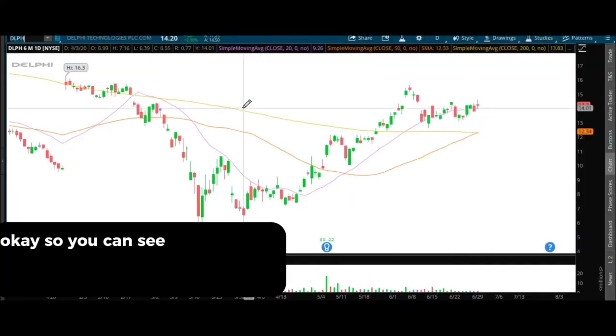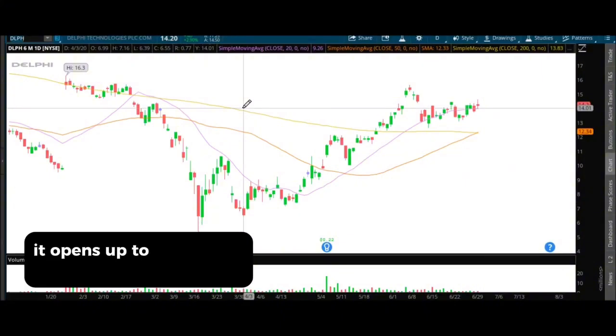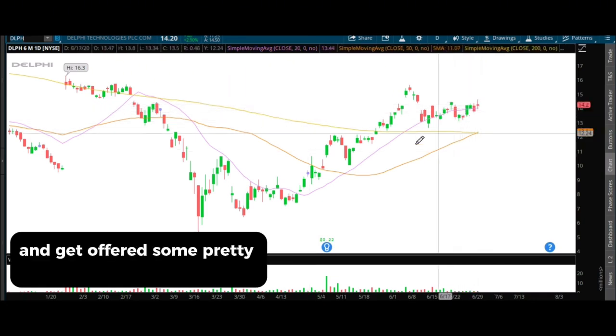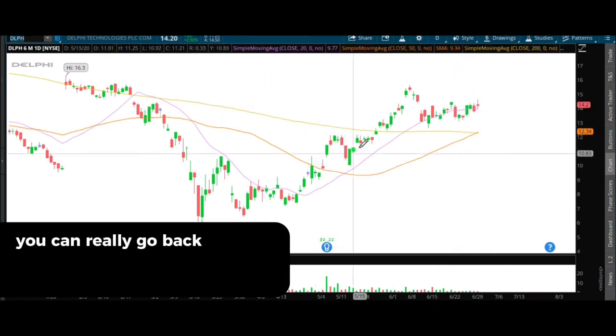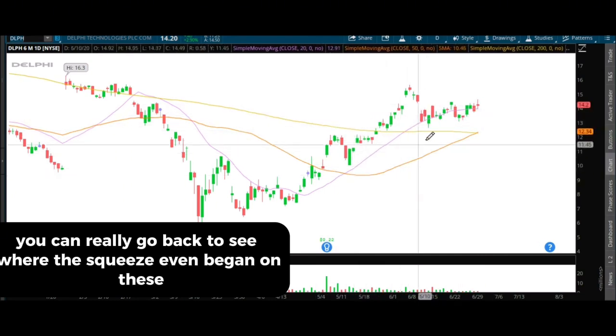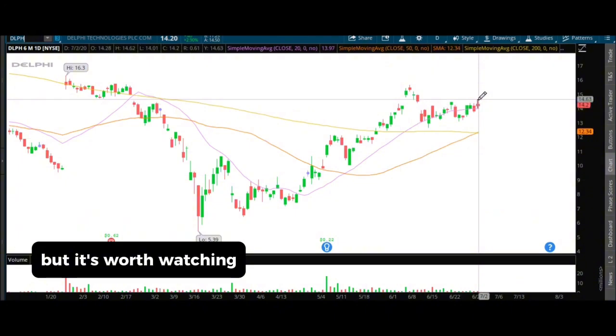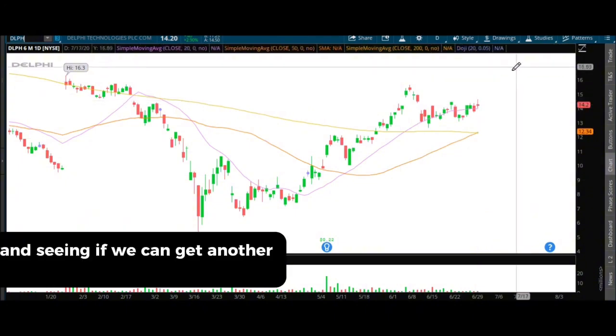Okay, so you can see by changing our criteria in Finviz just slightly, it opened us up to some new opportunities that we weren't looking at before, and offered us some pretty bullish charts here. You can really go back to see where the squeeze even began on these. So maybe we're a little bit late to the party, but it's worth watching and seeing if we can get another leg higher in these squeezes.